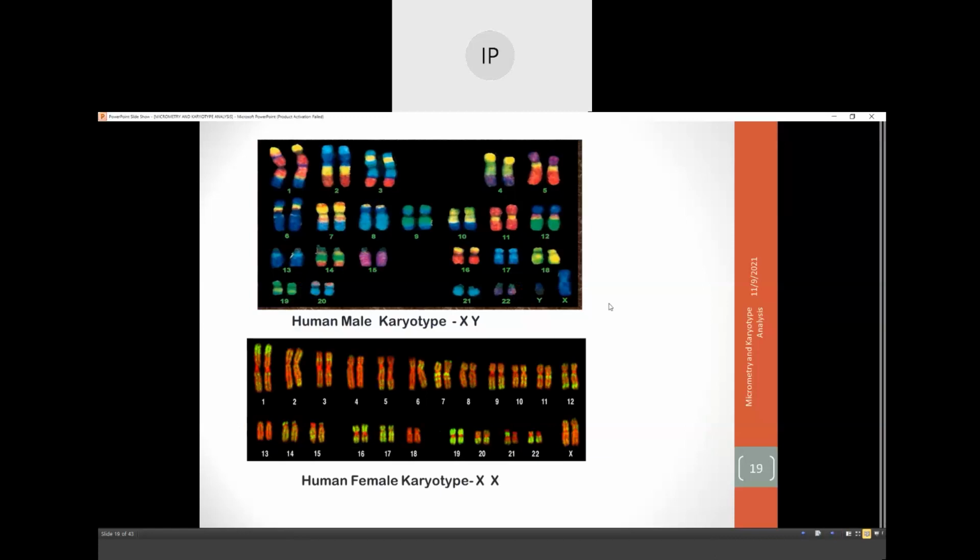Now these are the two metaphase plates. This is the male karyotype, showing X chromosome and Y and 22 pairs of autosomes, and this is the female karyotype showing two X chromosomes and 22 pairs of autosomes.